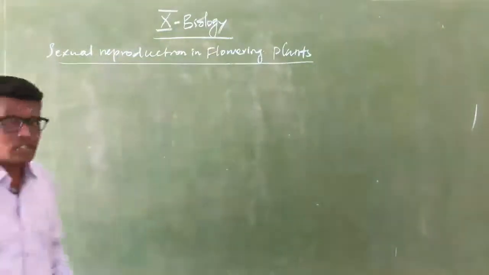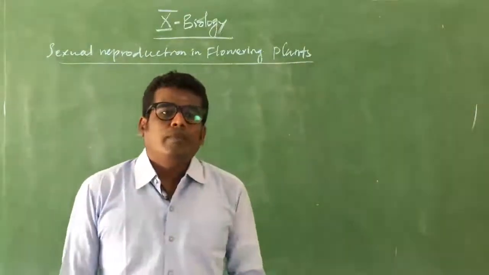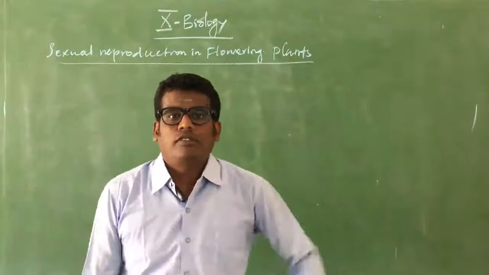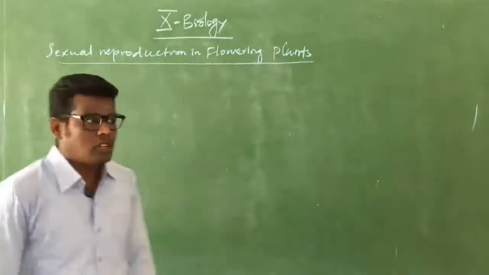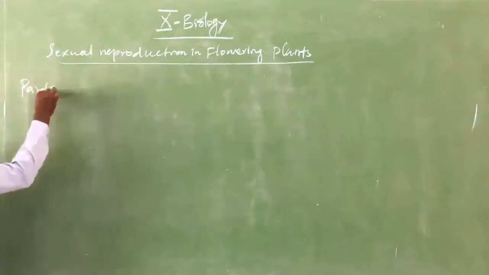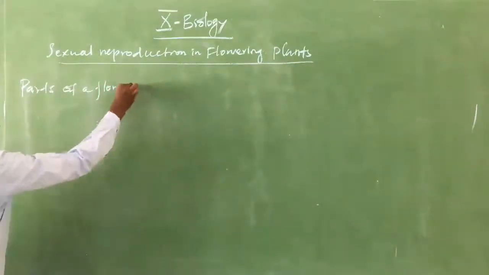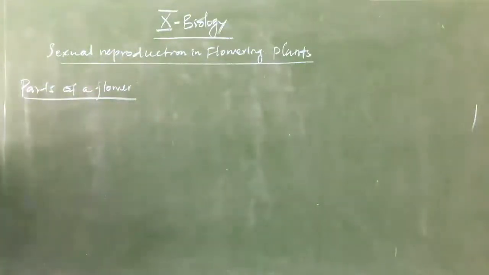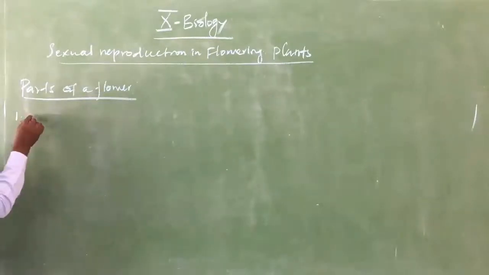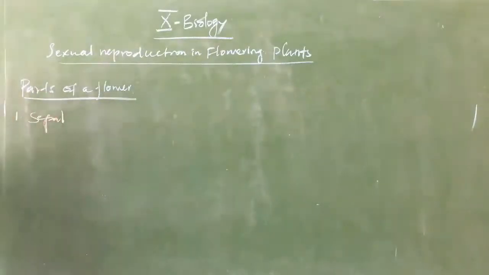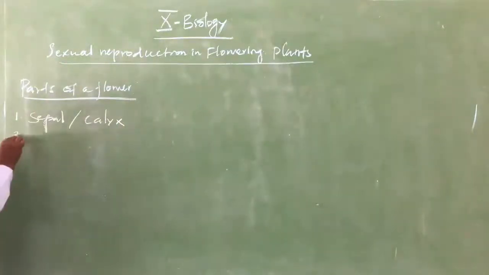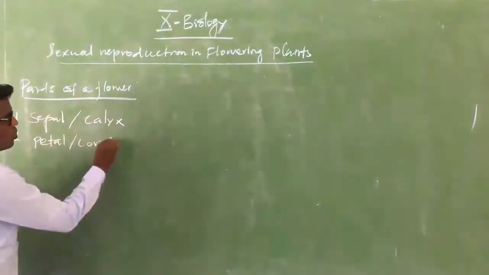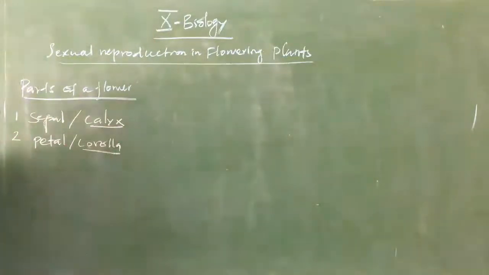Before starting this topic, just remember the parts of a flower. You have already learned them in grade 6 and grade 7, so just recall it. There are different parts in the flower. The first part is the sepal, also called the calyx. The second part is the petals. The petal is also called the corolla. This is the calyx, this is the corolla.